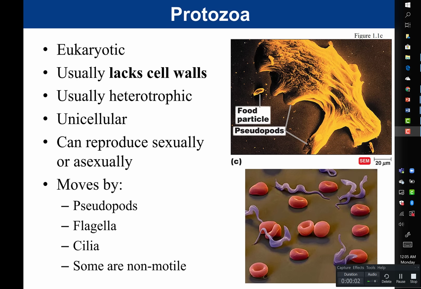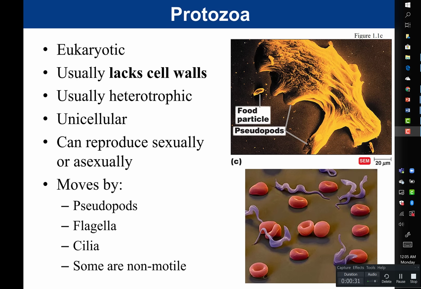So next we're going to move on to our protozoans. And protozoans are eukaryotic. Again, that means that they have a membrane-bound nucleus that surrounds the DNA. These will usually lack cell walls. So protozoans are thought to be more animal-like. And so in this case, these are going to lack cell walls. They are usually heterotrophic. So again, they usually have to consume food in order to survive.